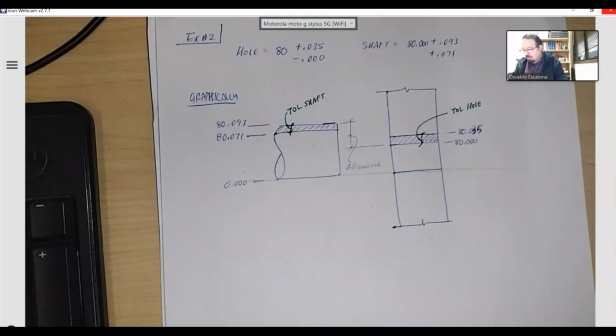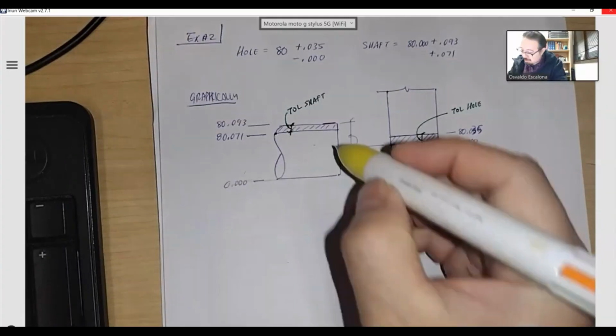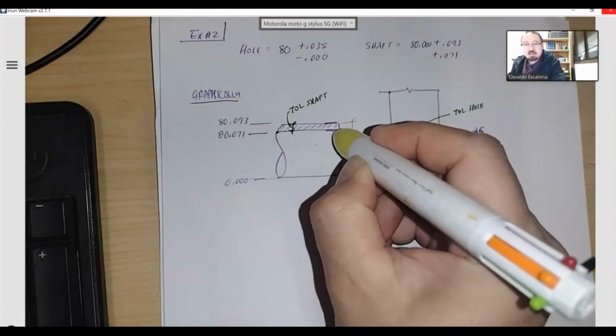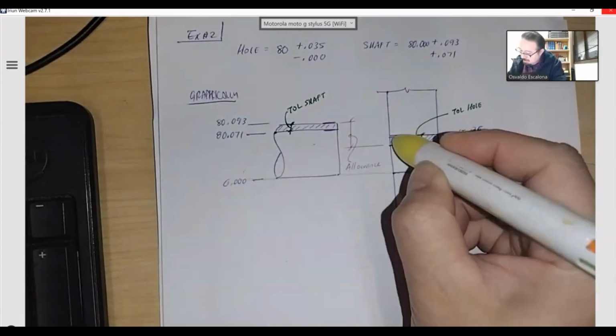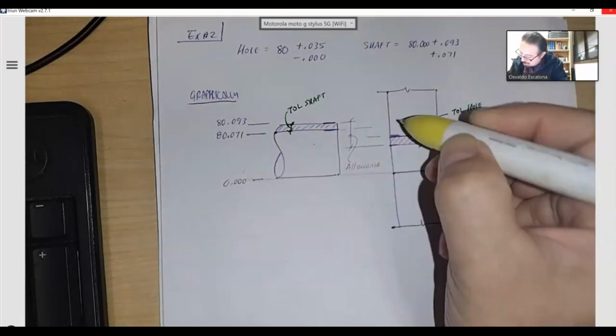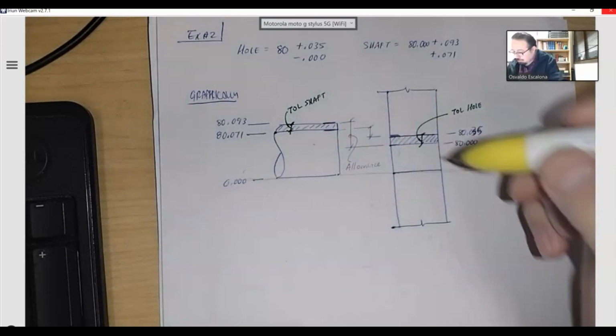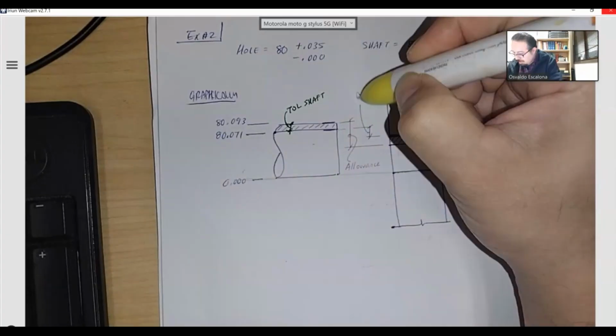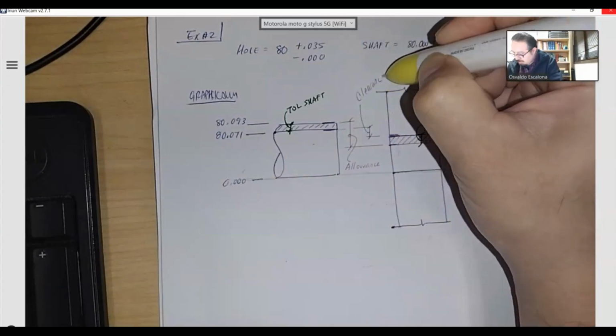All right, so let's find another one. The next one is the loosest fit. The loosest fit is when my shaft is the smallest and my hole is the biggest. So if I were to find the distance, it's going to be this one, right? So again, this guy is going to be clearance. That's how you call it, clearance.